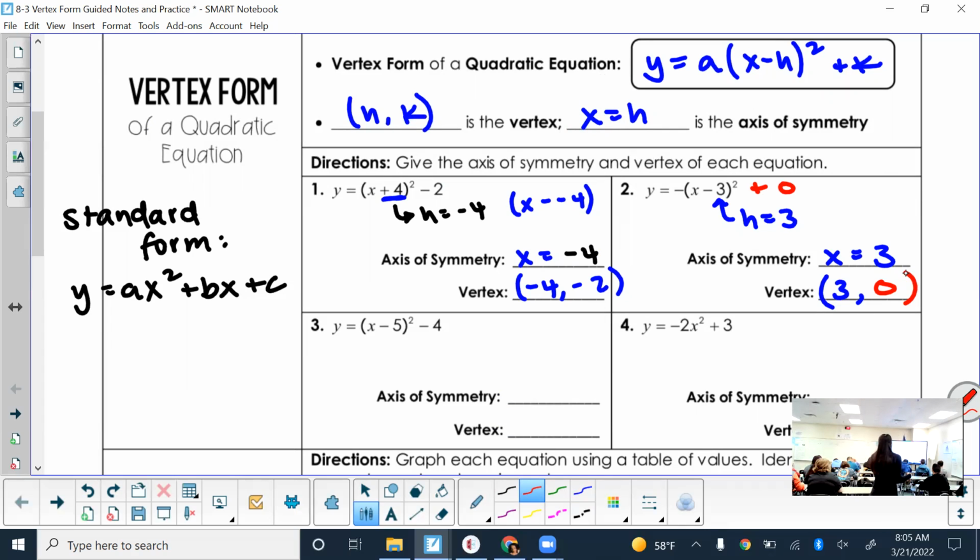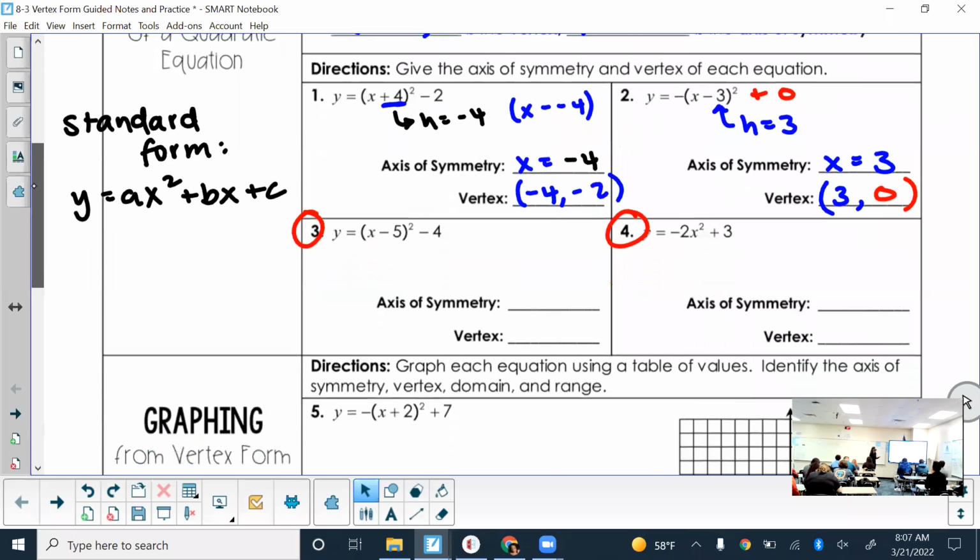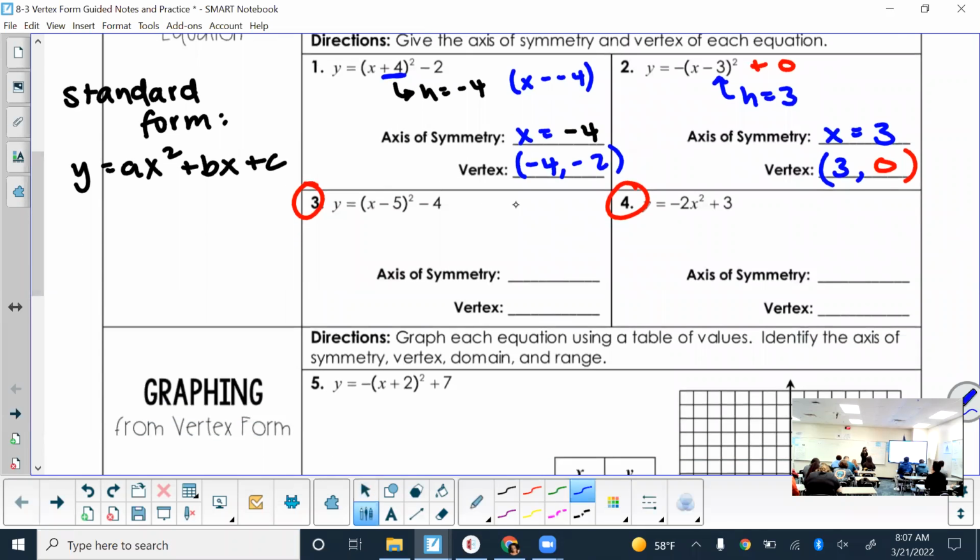All right, I'll have you try 3 and 4. 4 is a little more challenging, but I'll have you try it anyway. So just do it in pencil. Give you about a minute. All right, so number 3, what did you say is your axis of symmetry?